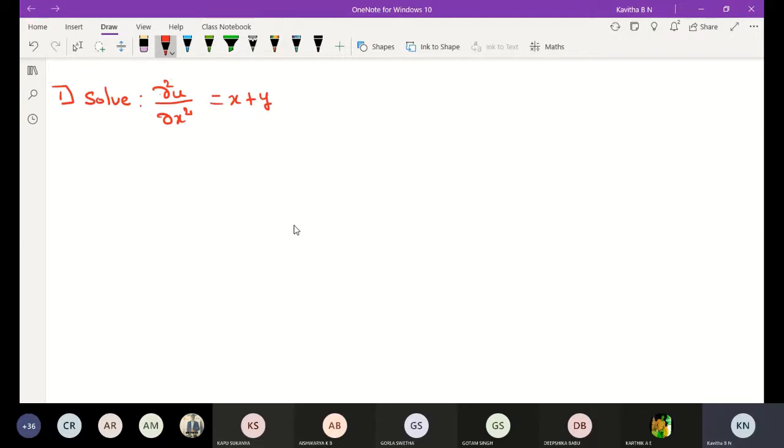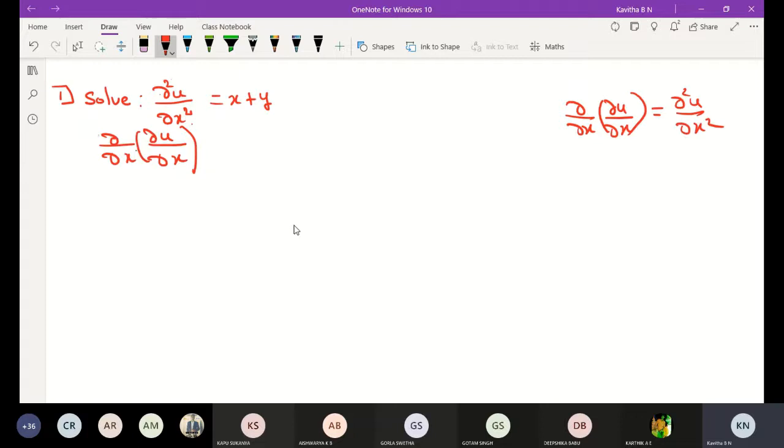Okay, observe here. ∂²u/∂x², we are writing ∂/∂x of ∂u/∂x. Understood? Here ∂/∂x of ∂u/∂x is nothing but ∂²u/∂x². So we are writing ∂/∂x of ∂u/∂x is equal to x + y. Then next, what we have to do is integrate with respect to x.